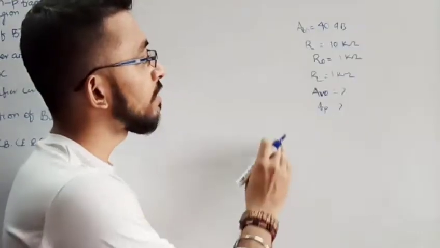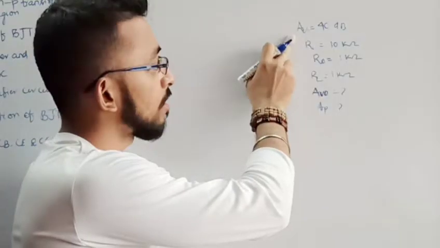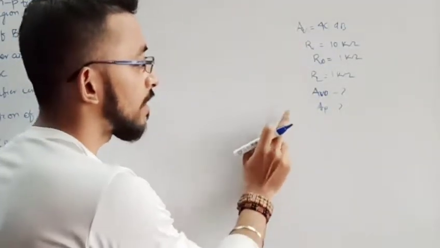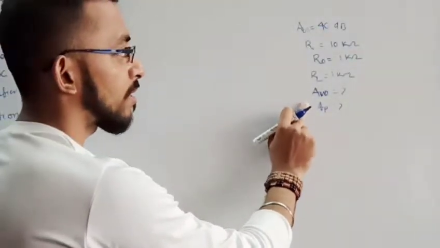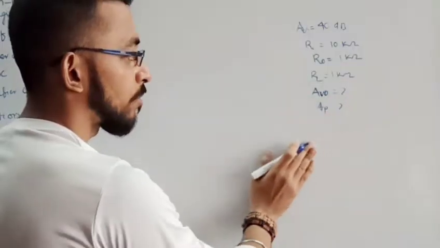In this question, a voltage amplifier is given, whose open loop gain, input resistance, output resistance and load resistance are given, and it is asked what is the A V naught. It is given in dB, and it is a simple value, that is V output upon V input.